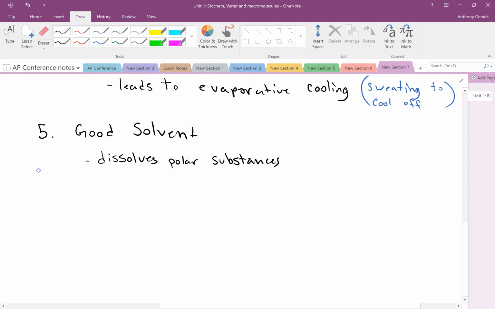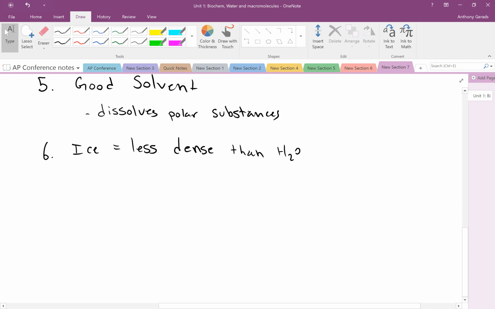And then finally, we get our last one, and my favorite of all of them. Ice is less dense. So ice is less dense than water. Okay. So ice is less dense than water, and so ice floats.